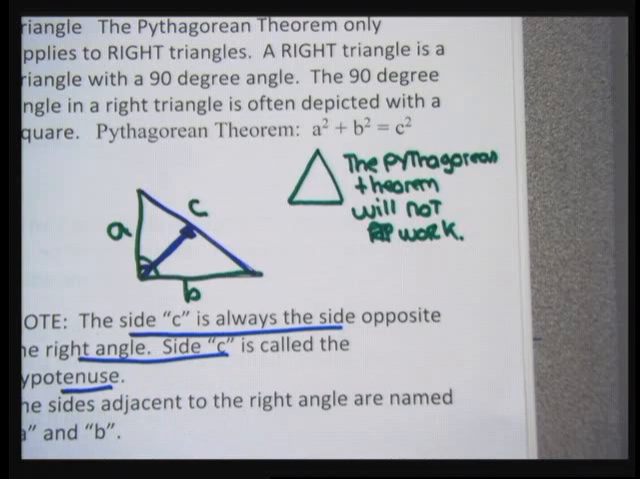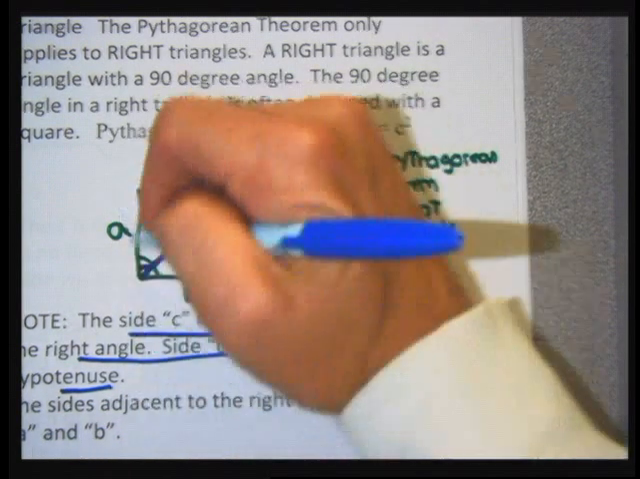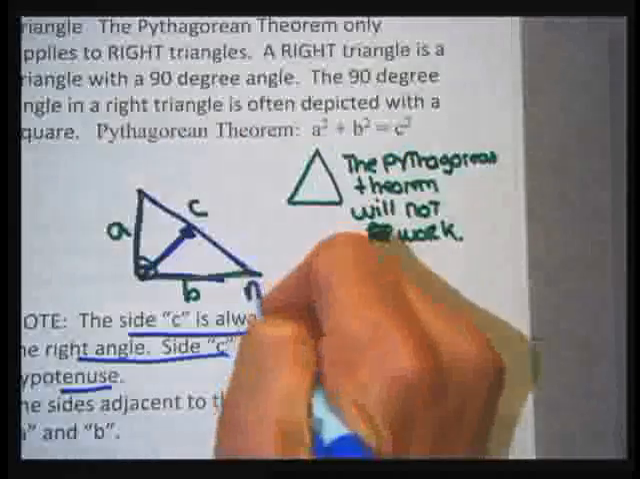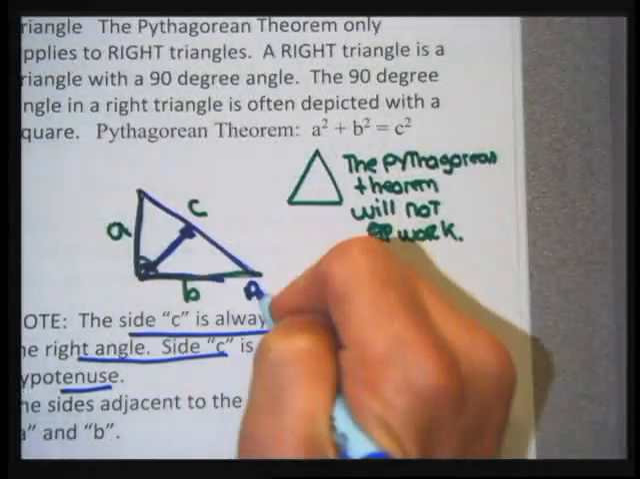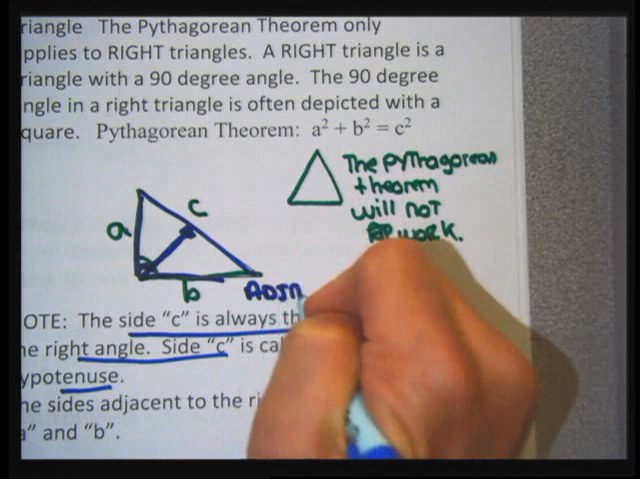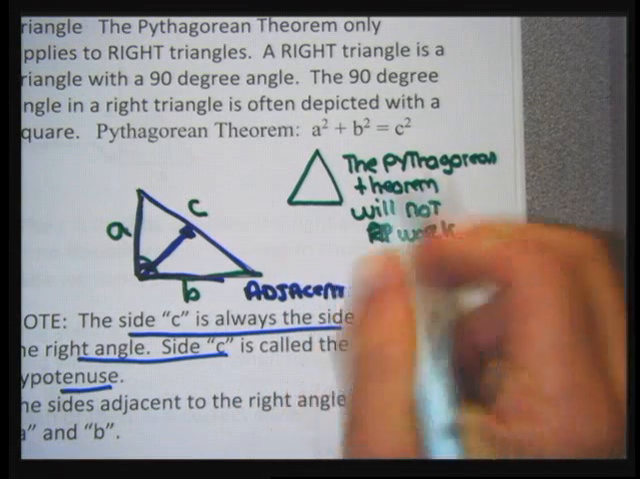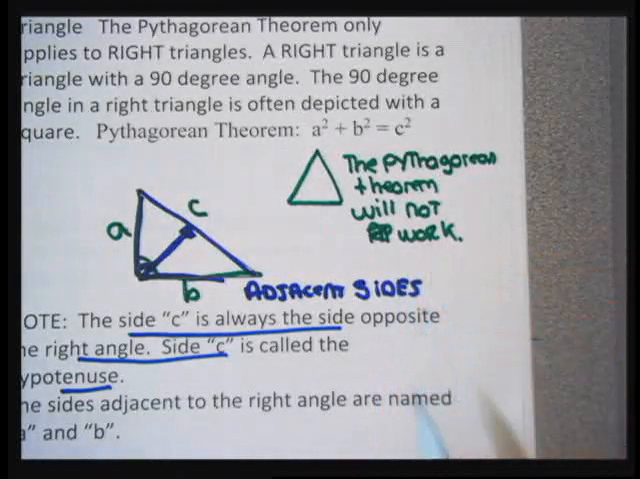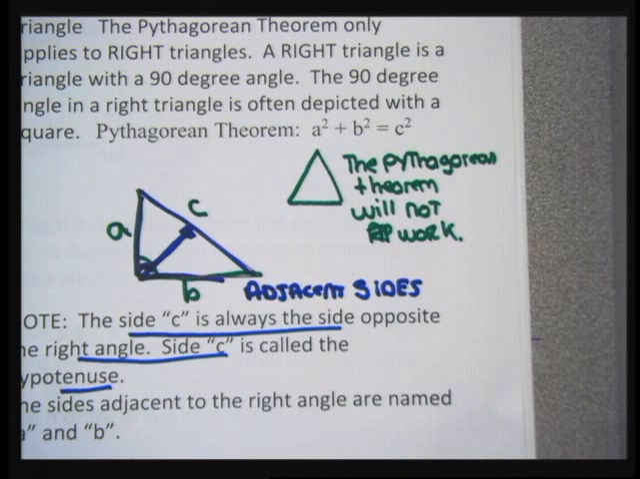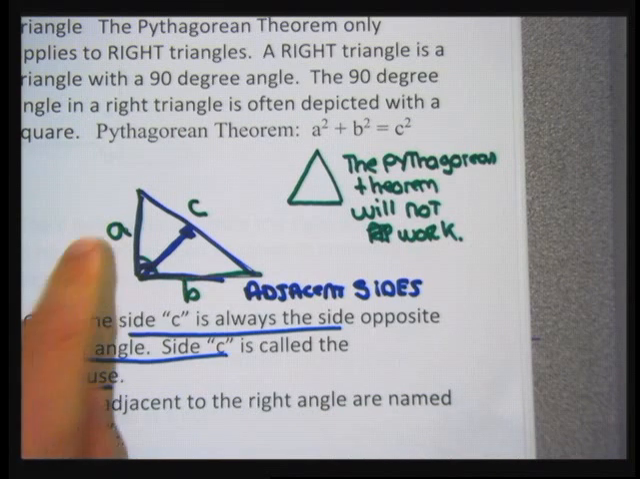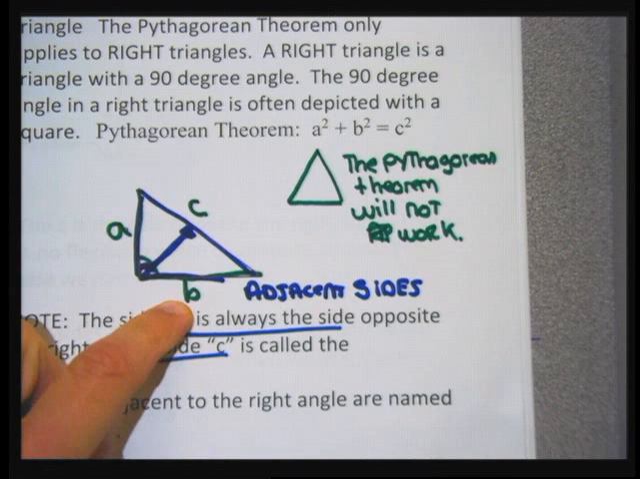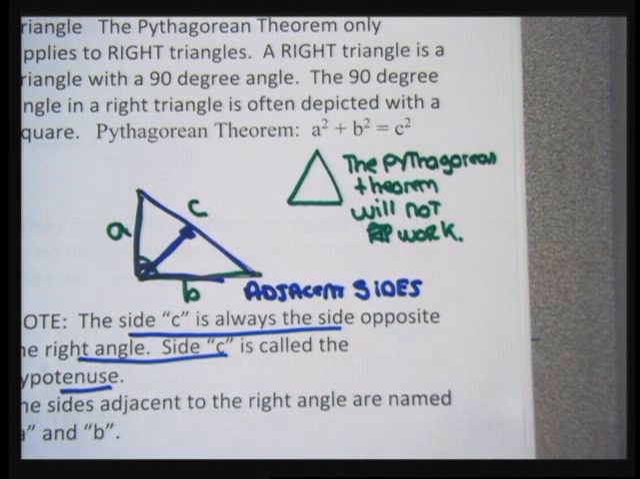The sides adjacent to the right angle, so this side right here and this side right here, I call these adjacent because they're touching the right angle. Those sides you have flexibility. The sides adjacent to the right angle, one of the sides is going to be called A, the other side's going to be called B. If I have a choice, I'll name the shorter of the adjacent sides A and the longer of the adjacent sides B, but it really doesn't matter.